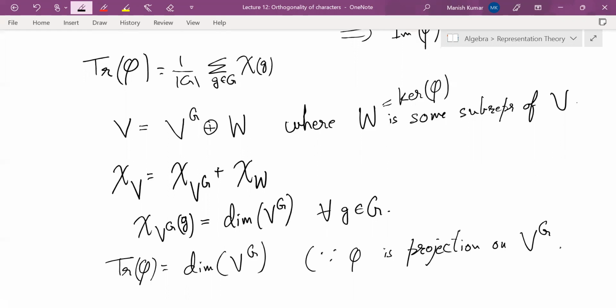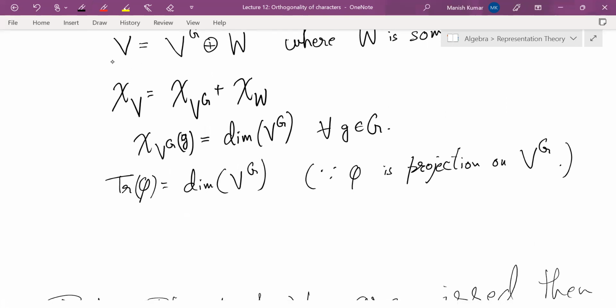So trace does not depend upon the choice of basis. If you start with a basis of VG and extend it to a basis of W, then write down the matrix corresponding to that, it's identity and zeros everywhere. Does that make sense, guys? So if you compute the trace, you'll just get as many copies of ones as the dimension of VG. Is this clear? Yes, sir. Okay. So we get this.